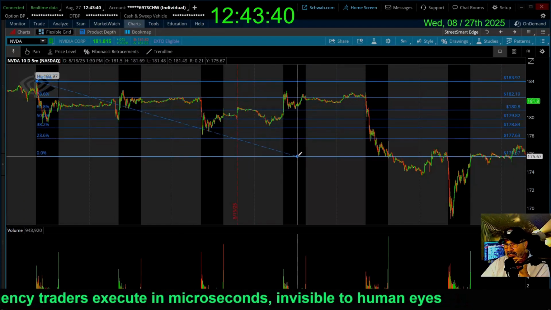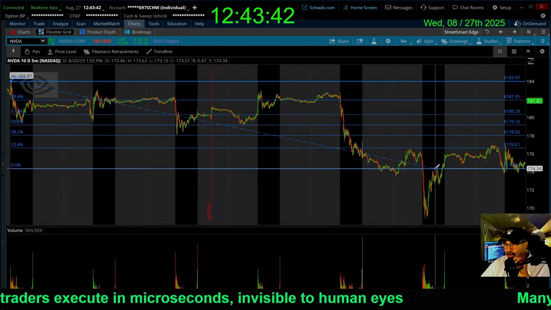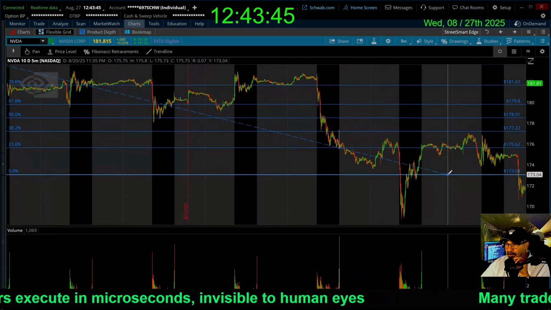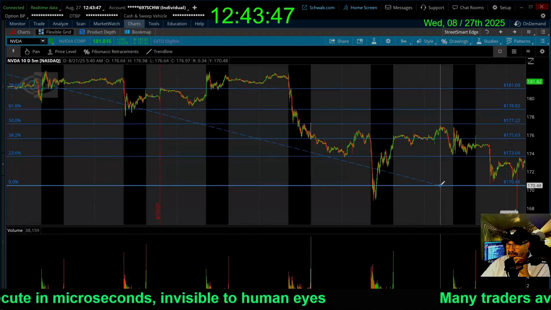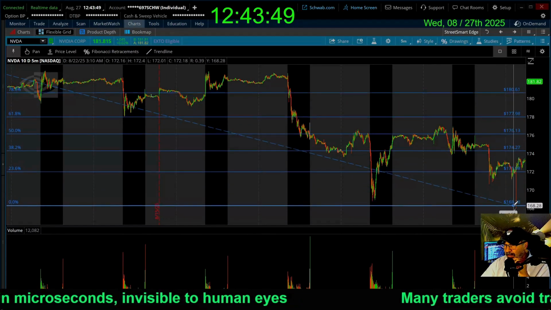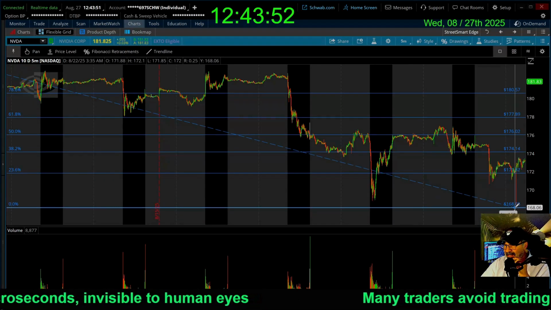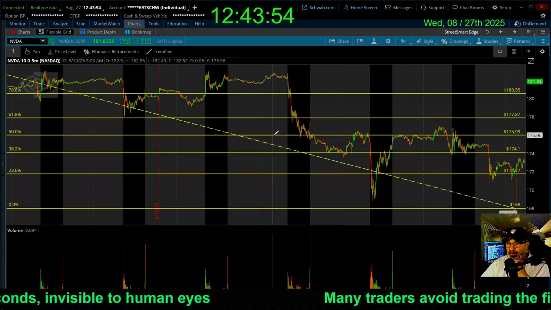Now I'm stretching it down, and I'm going to go over to where the low is. I've got to turn the wheel to move it over here in this case. Okay, so I'm going to hit this spike, which is at 168 even. So now I've marked Fibonacci levels.